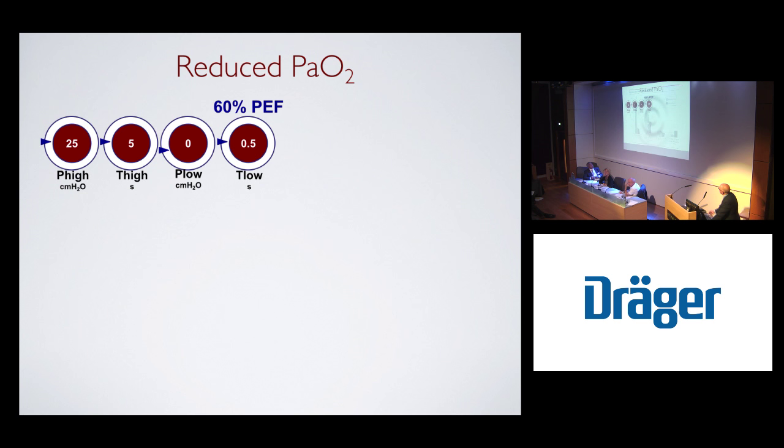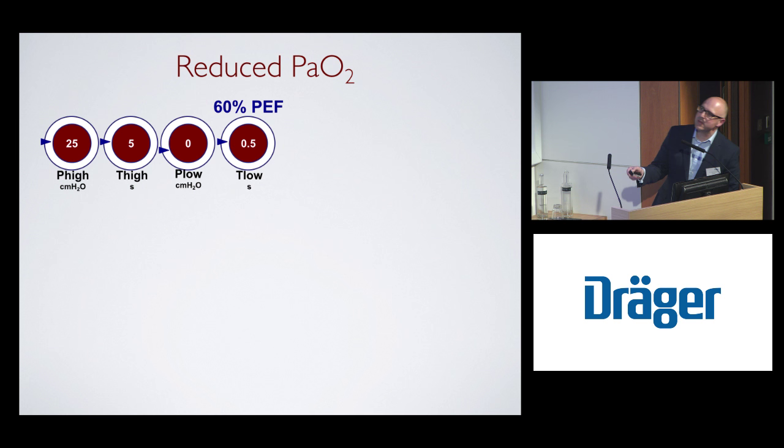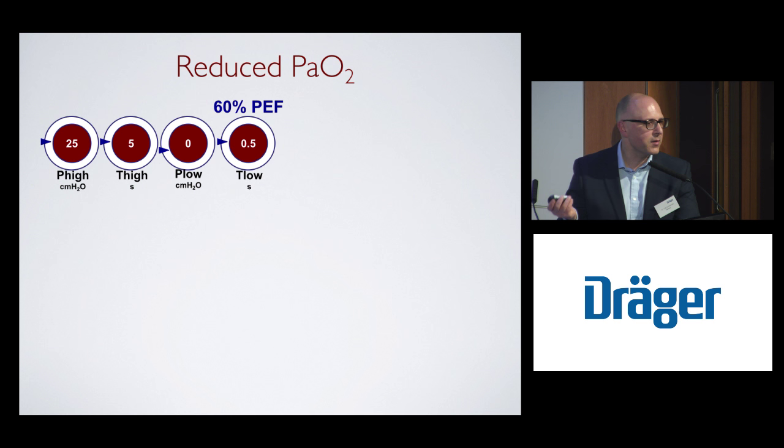Okay, so can we do something together? This is an imaginary patient with these settings: a P high of 25, T high of 5 seconds, P low of 0, and a T low of 0.5, which is 60% of the peak expiratory flow. Now this patient desaturates, so the PO2 goes down, and we need to do something about it. I would like some ideas because I'm not sure which button to press. I need some guidance from you. What would you like me to do?